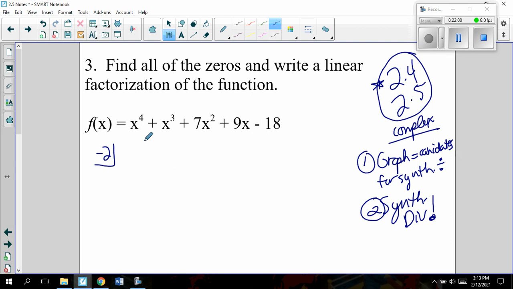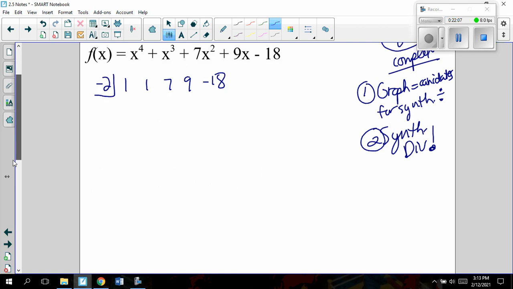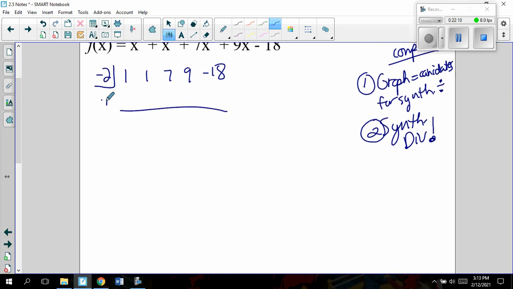All right, so let's do our synthetic division. So I take my coefficients, 1, 1, 7, 9, and -18. I probably wrote those too close, but it's okay. All right, drop the 1, multiply for -2, add to -1, multiply to 2, add to 9, multiply to -18, add to -9. Those multiply to +18, which then gives us my remainder of 0. So you got a good candidate off your calculator.